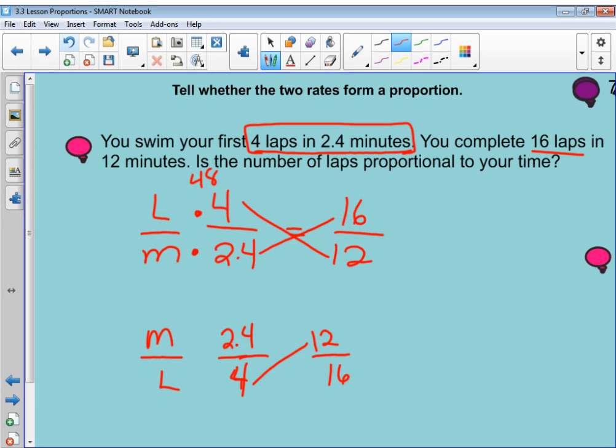See how we're still doing cross multiplying: 12 times 4 is 48, and 2.4 times 16 gives me 38.4. Okay, so in this situation, are they proportional? No, they're not the same. So this would be a no. They are not proportional.